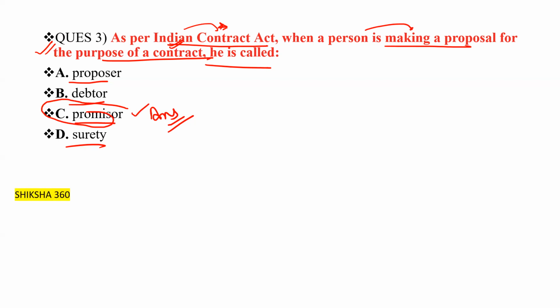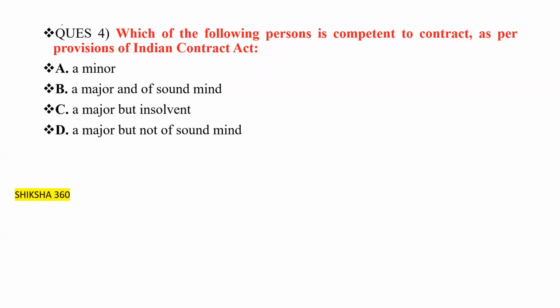Now move to the next question, question number 4. Which of the following persons is competent to contract, that is, able to do the contract as per the provisions of the Indian Contract Act? A minor, can a minor do the contract? No, it is wrong. A minor is not able to do the contract.